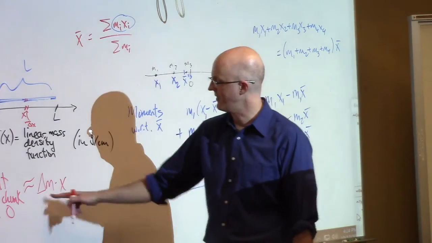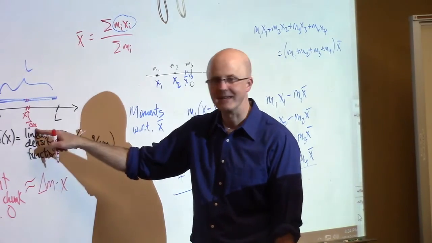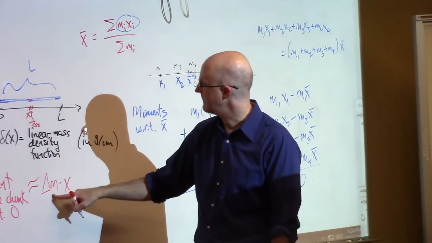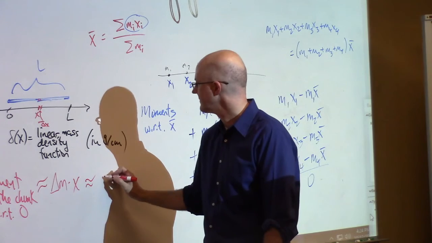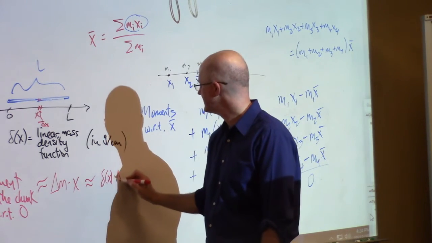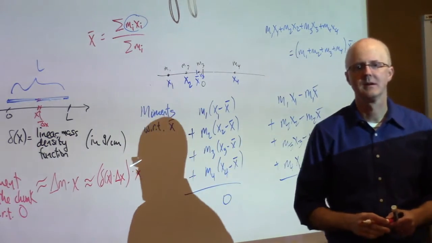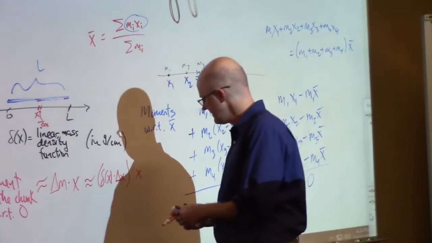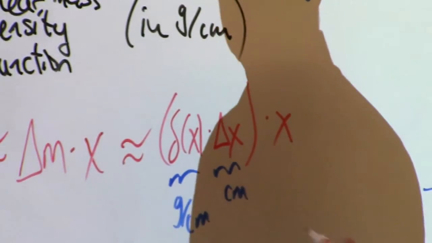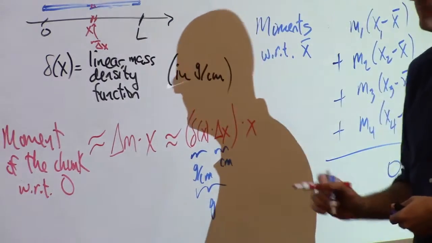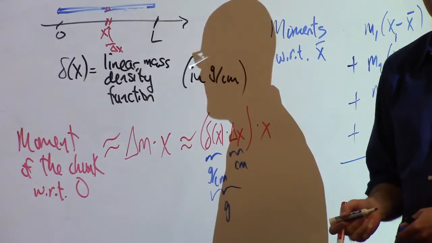Well, this begs a question, how do you find the mass of the little chunk? Well, it's related to the density at that point times the length. In fact, delta m is approximately delta of x times delta x. Lots of deltas here. Delta of x times delta x, that is the same as delta m. Right? Because think about it, the units certainly work out. This is in grams per centimeter. This is in centimeters. The whole thing is in grams. It is a mass. If delta x is real small, this product would be a good approximation for the mass of that small chunk.